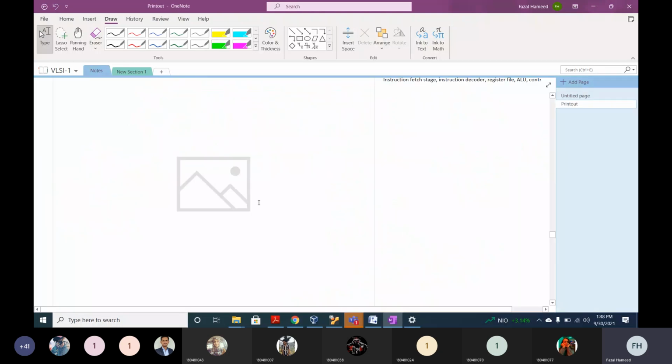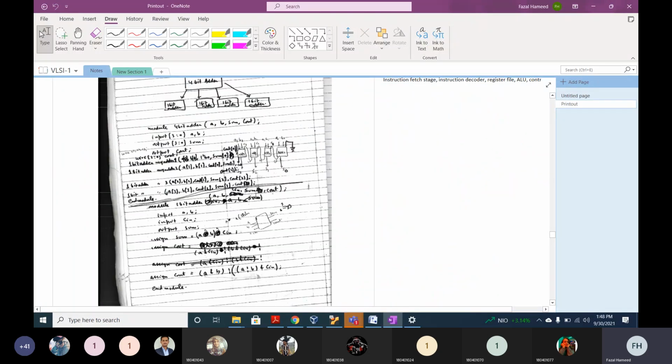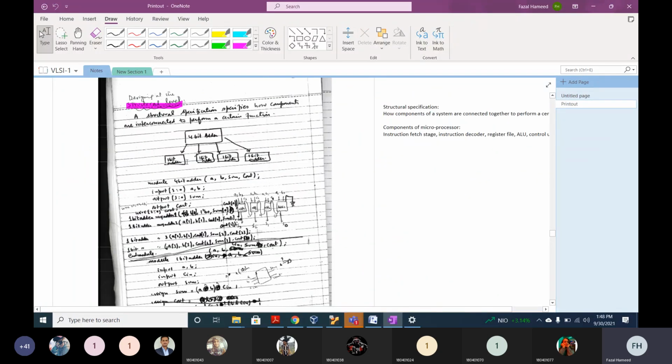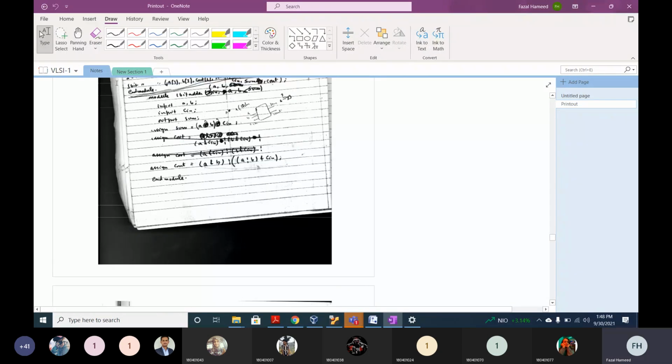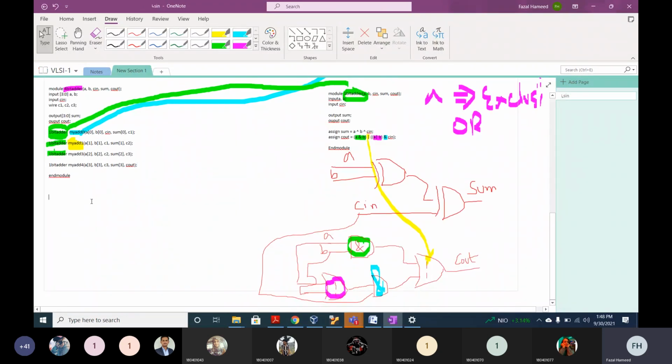So now going back to the notes. So now one 4-bit adder can be realized by instantiating 4 1-bit adders, and now we have connected them in a particular fashion to realize the 4-bit adder. So this is a structural description. So in a structural specification, we see how the components are interconnected together to perform a certain function. I will give now another example.